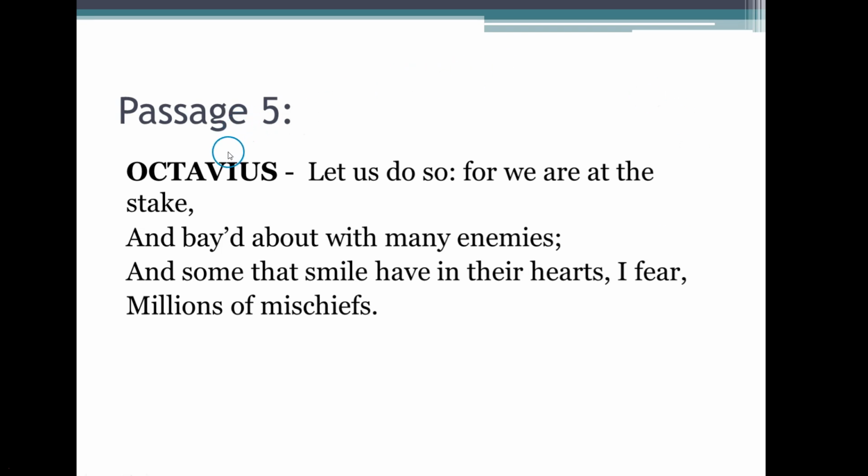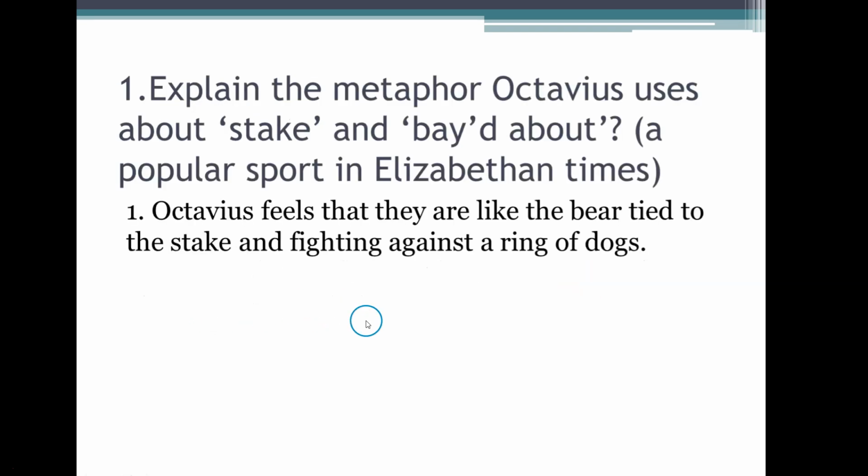Now this is the fifth passage. Octavius: Let us do so, for we are at the stake and bayed about with many enemies, and some that smile have in their hearts, I fear, millions of mischiefs. So let's go for the first question. Explain the metaphor Octavius uses about stake and bayed about, a popular sport in Elizabethan times.